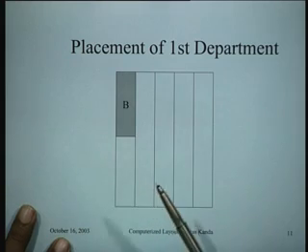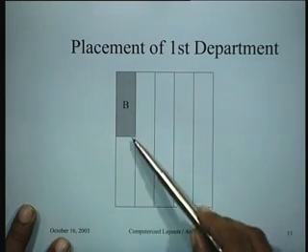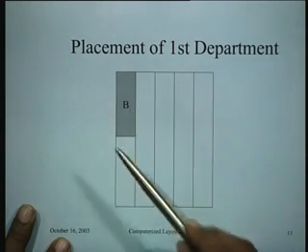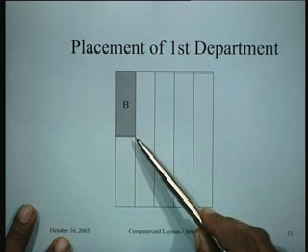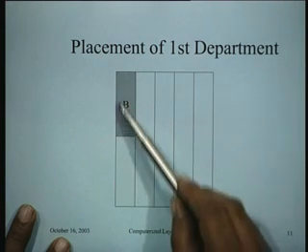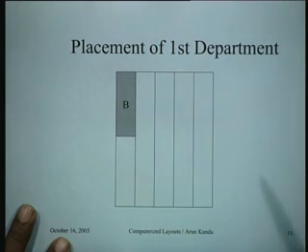So from this we pick up a department at random. Picking up a department at random can be done very easily by using random number tables or generating random numbers in the computer. Suppose the random department which we pick up is department B. So we place department B here, and this length is such that it satisfies the area requirement for department B.